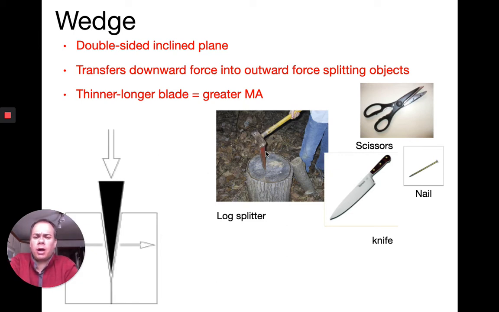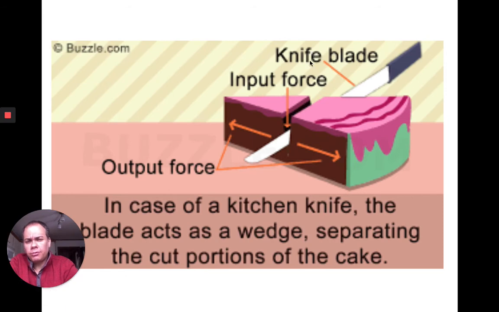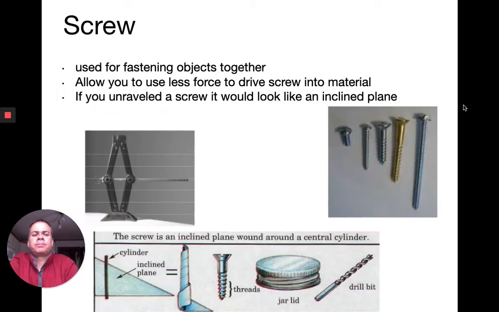Basically, anytime you have a cutting instrument, that's a wedge. A knife, a nail, scissors. Those are wedges that can separate objects by changing the direction of the force. And here you have just an example of that. The blade of the knife, you're putting the force in a downward motion, and that force is transferred outward, splitting this slice of cake in two. So that's a wedge, basically an inclined plane turned on its side.